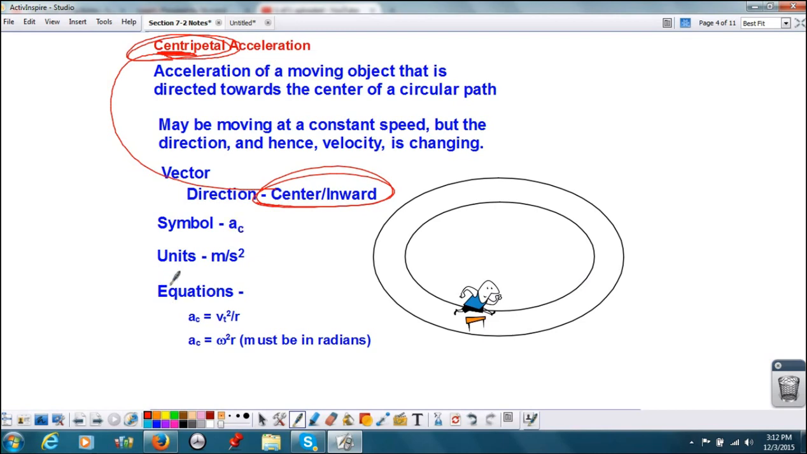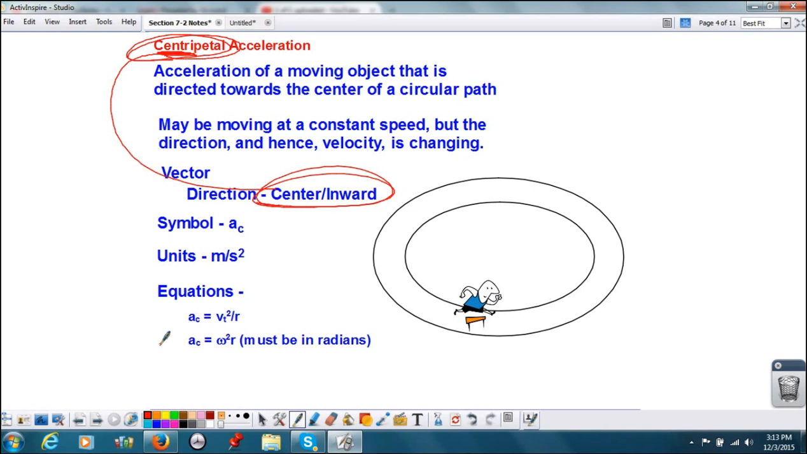Okay? The symbol is A sub c. The units are meters per second squared, and we've got two equations. The centripetal acceleration equals the tangential velocity squared divided by the radius, or the centripetal acceleration equals the angular velocity squared times the radius. Okay? Here we must be in radians. Okay? It's because we simply derived the second equation from the first. Okay, and we used one of the equations where we need to be in radians to do so.